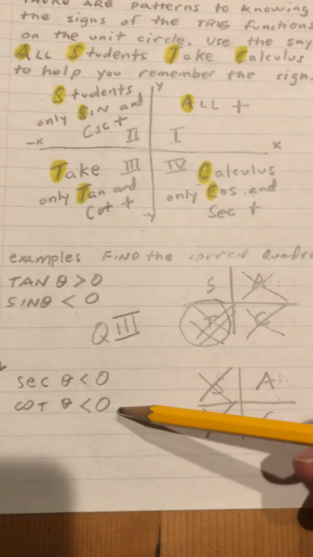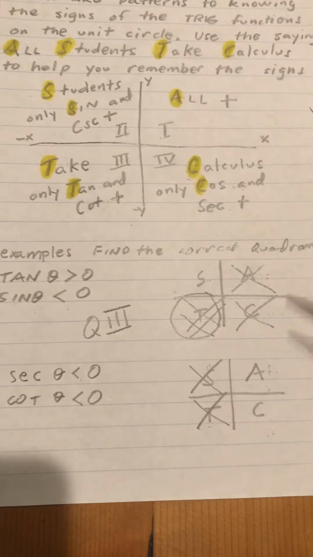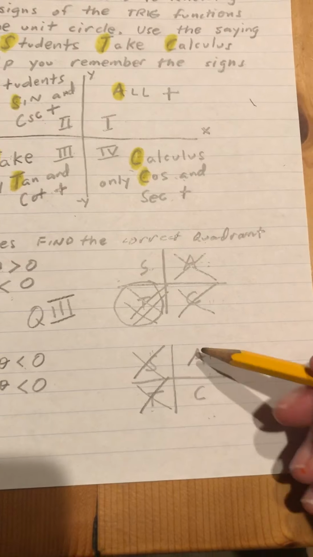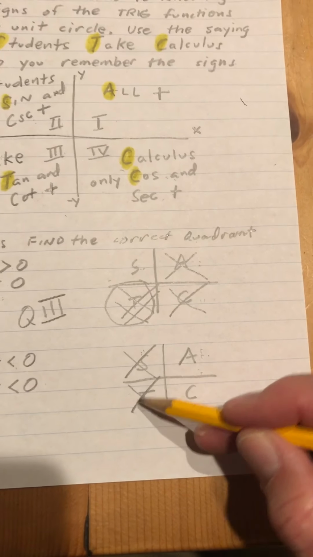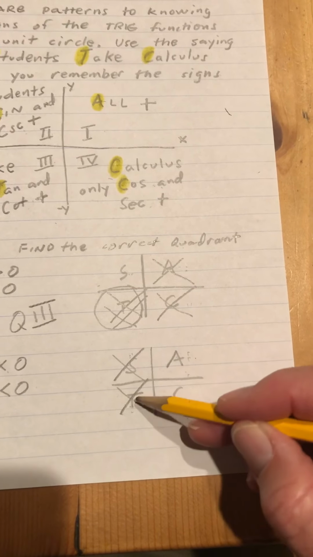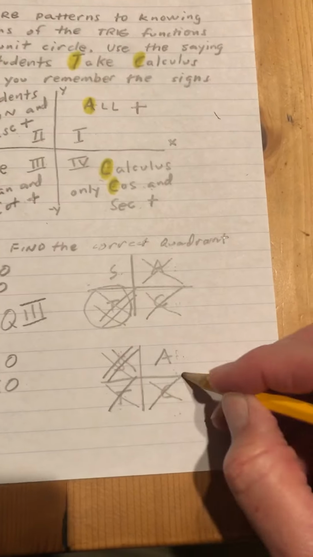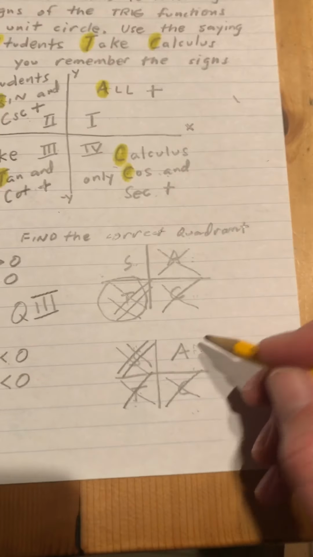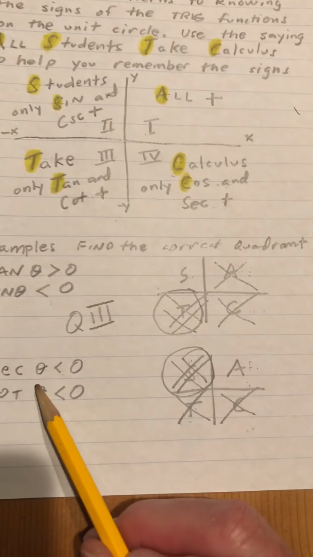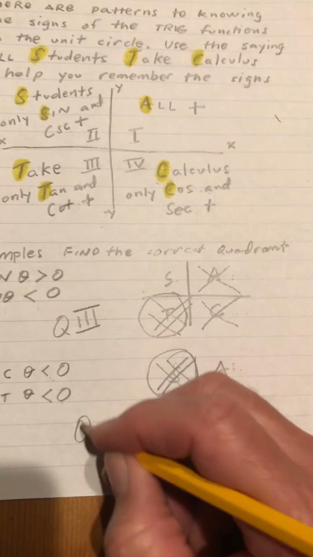Let's look at the next one. Where is the cotangent less than 0? Well, the cotangent is the same as the tangent. The tangent is positive in first and third, so the tangent's negative in the other two quadrants, second and fourth. The place where they overlap is right here in quadrant 2. So the place where the secant is negative and the cotangent is negative is in quadrant 2.